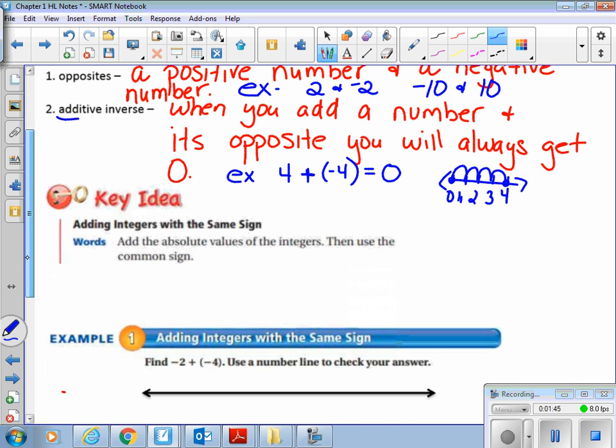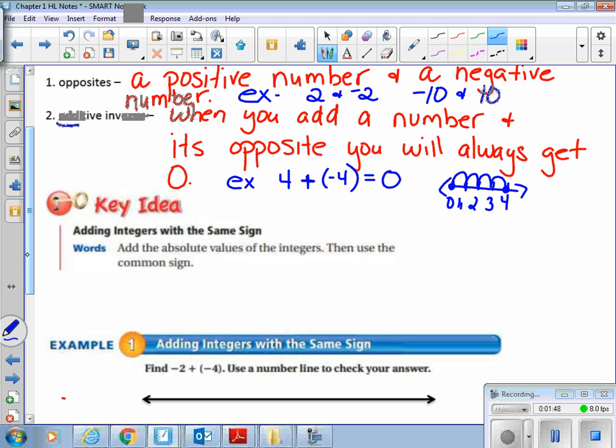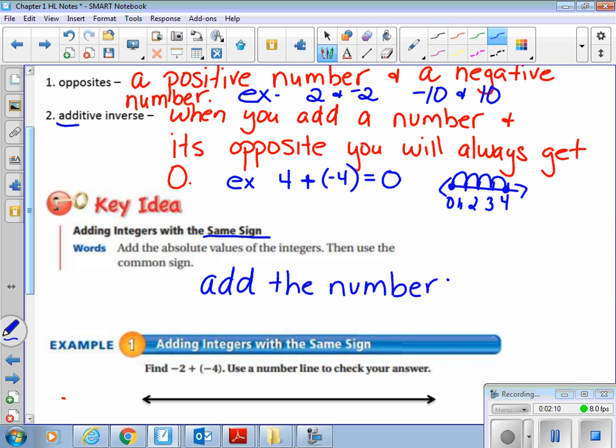Our first key idea, adding integers with the same sign. It says to add the absolute values of the integers and then use the common sign. The rule that I like to use for adding integers with the same sign is just add the numbers. You can ignore the signs at first. Add the numbers that you see. Then just keep the signs. So a positive plus a positive is a positive, and a negative plus a negative is a negative. Add the numbers and keep the sign.